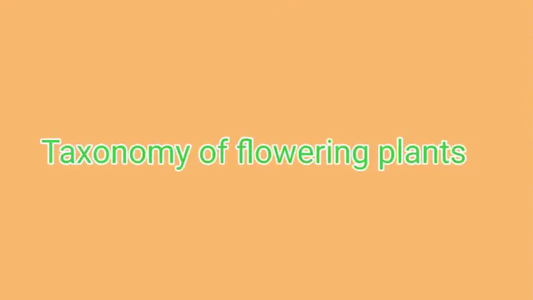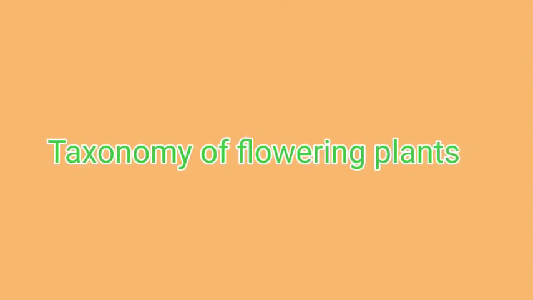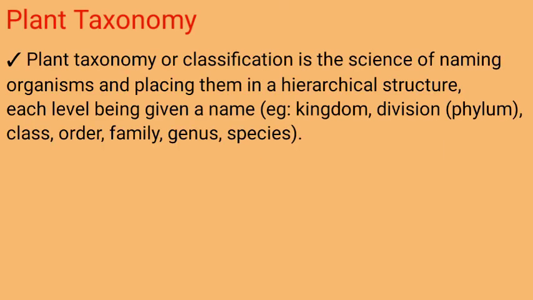Hi everyone. In this video we are going to discuss the taxonomy of flowering plants. The very first thing we have to know is what plant taxonomy is. Plant taxonomy or plant classification is the science of naming organisms and placing them in a hierarchical structure, each level being given a name like kingdom, division, class, order, family, genus, and species.